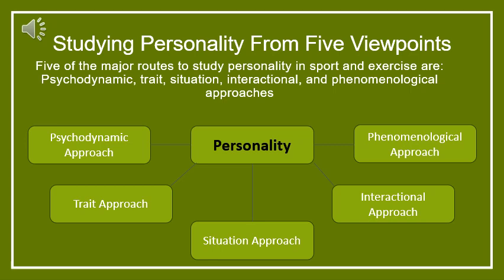Psychologists have looked at personality from several viewpoints. Five of the major ways of studying personality in sport and exercise have been called the psychodynamic approach, the trait approach, the situational approach, the interactional approach, and the phenomenological approach.